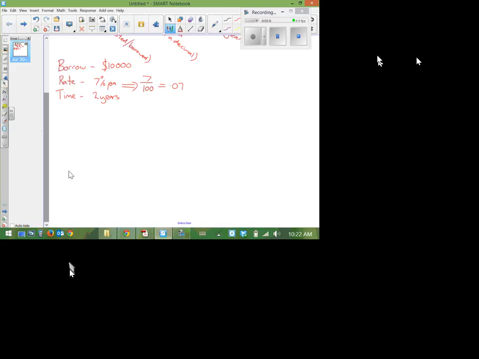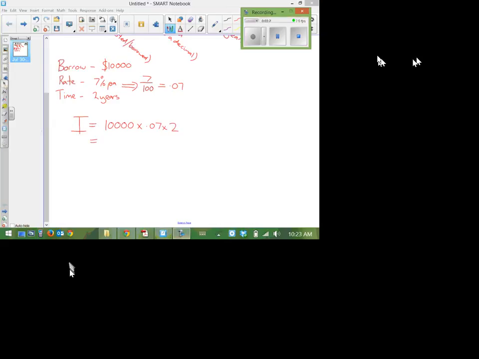So let's do it. Interest equals the principal, which is $10,000 here, that's the amount we borrow, times the rate as a decimal, which we've already done, times the amount of time in years, which is 2. Okay, and that comes to $1,400. So that means that we need to pay an extra $1,400 interest as well as paying back the amount we borrowed.